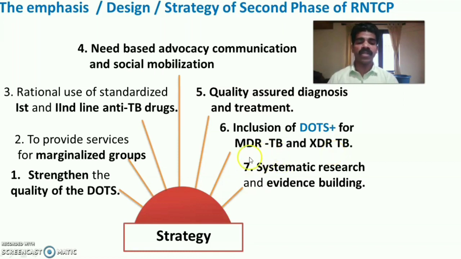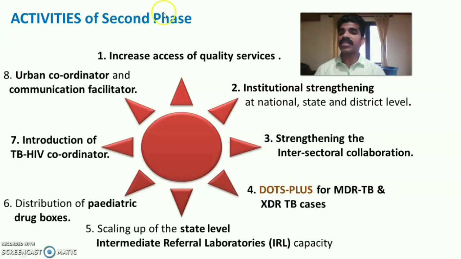The last strategy, the seventh one, was systematic research and evidence building. So systematic conduct of research in relation to TB control and TB treatment, and evidence-based practice in the RNTCP and DOTS program in India. So these were the 7 important strategies of the second phase of RNTCP.